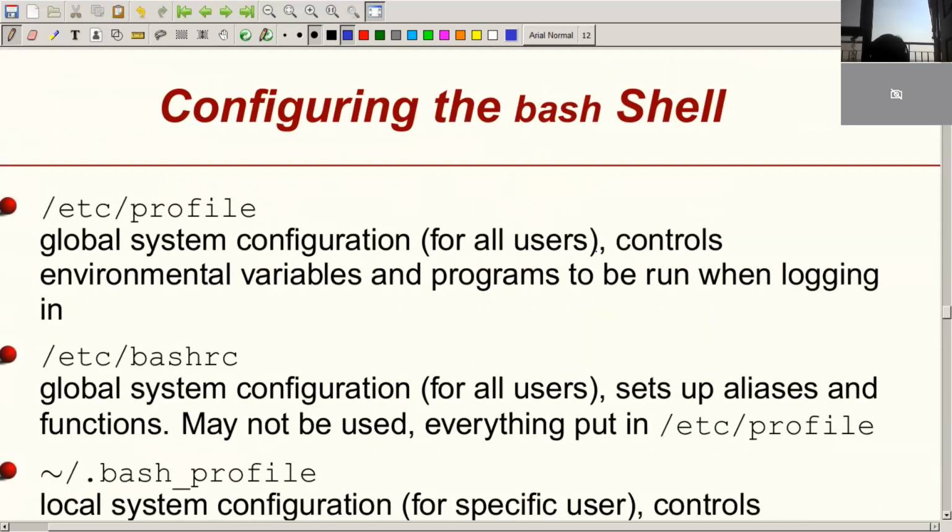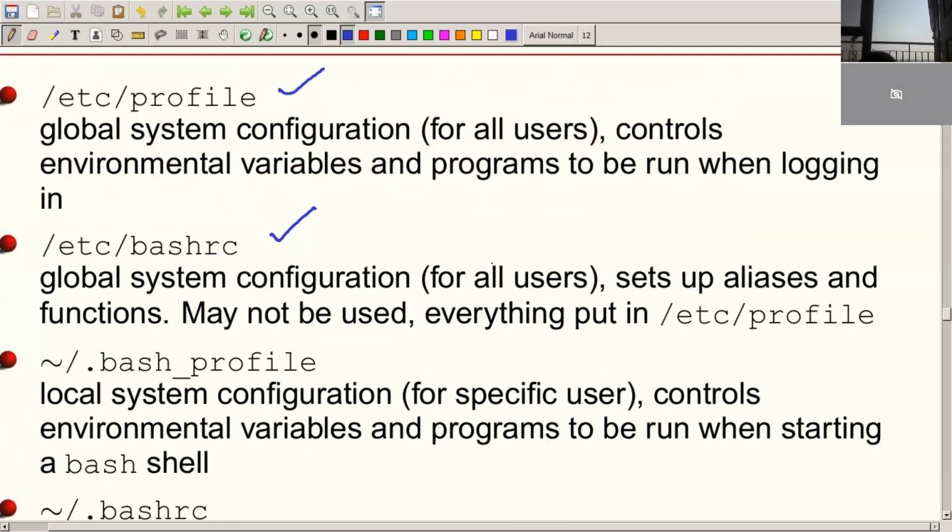Now, how do you configure the bash shell? There are quite a few files where you can customize it. One is /etc/profile, the global system configuration for all users, which controls environment variables and programs to be run when logging in. Then there is bashrc, the global system configuration for all users, which sets aliases, global aliases, and functions that can be used in daily routine.